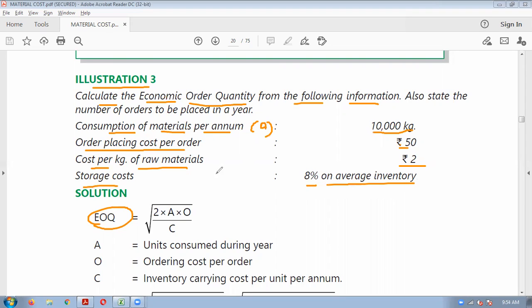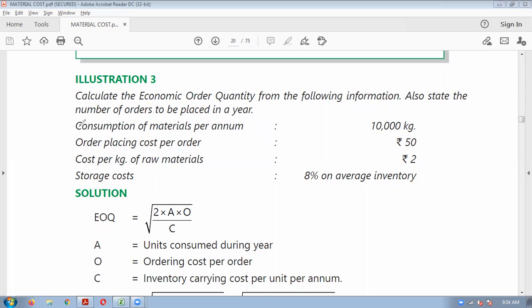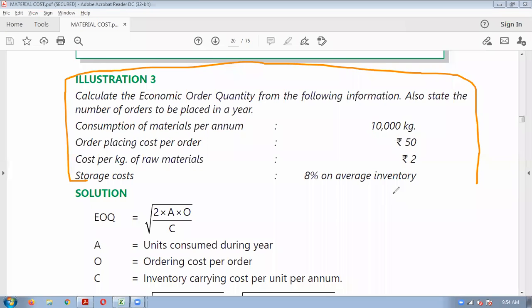So all these things are given. See, A is given, annual demand, ordering cost is given, and carrying cost is also given. And we know the formula, so we can easily calculate the EOQ. So go through this illustration, then we will take the solution. Everything is given in the illustration only. We just have to use the details given and find out the EOQ.